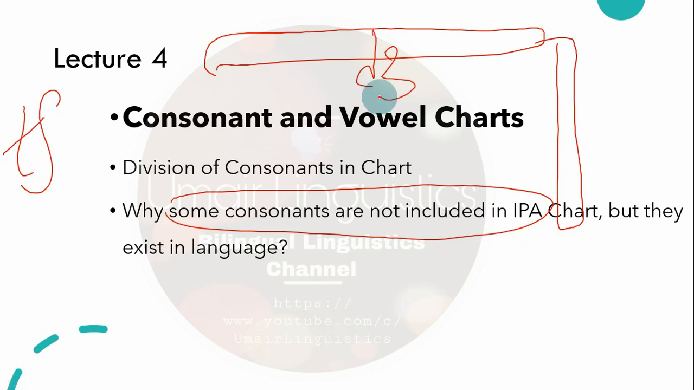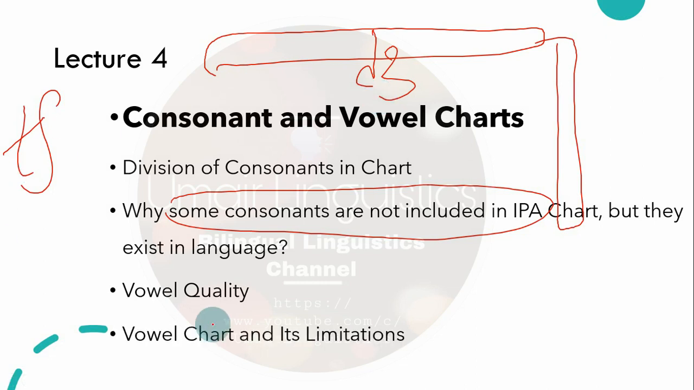And we also discuss vowel quality. What is the vowel quality? I have described in detail. Then the vowel chart and its limitation. So we actually discussed that the vowel chart is not three-dimensional. It does not tell us how the tongue is moving. It even does not tell how much the tongue is forward in the mouth or how much the tongue is backward in the mouth. Similarly, there are some other limitations as well which we discussed.